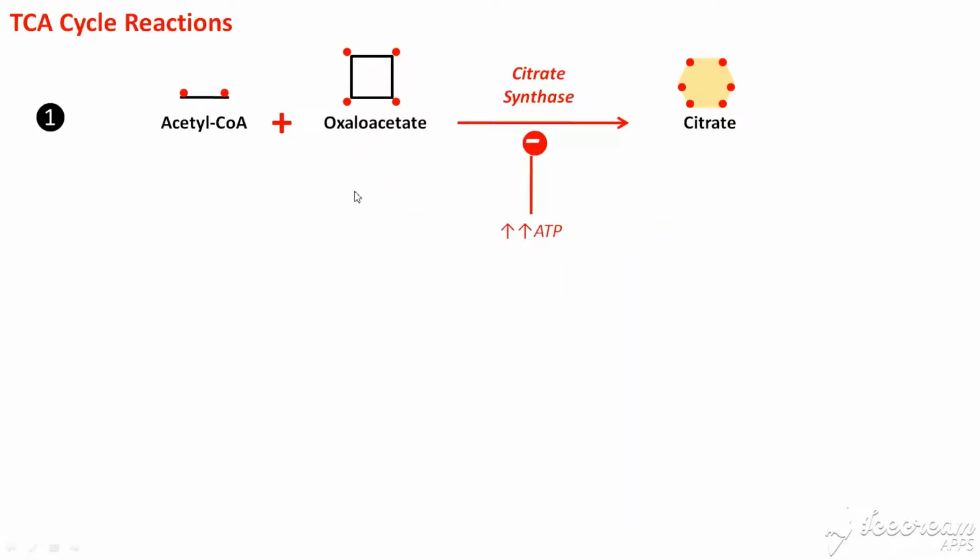Now let's talk about the reactions in more detail. So the first reaction, like we said, acetyl-CoA is going to react with oxaloacetate and form citrate. This is catalyzed by the enzyme citrate synthase. Now this is an irreversible reaction, meaning that it's going to be regulated. And the thing that's going to regulate citrate synthase is going to be ATP. When there's high levels of ATP inside the cell, this is going to inhibit citrate synthase. High levels of ATP indicate a high energy state, so there's going to be no need for the TCA cycle to go on.